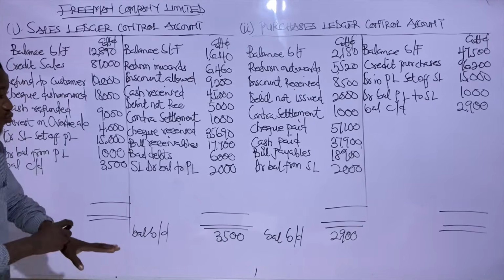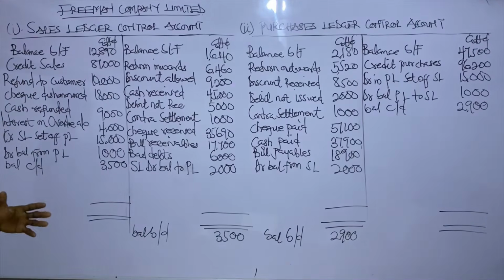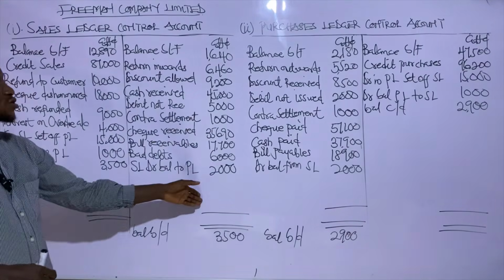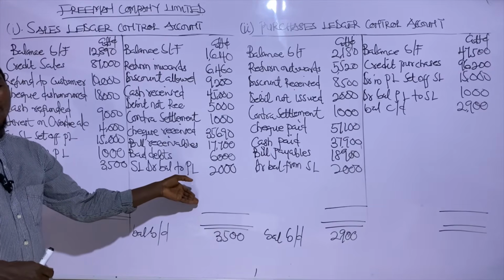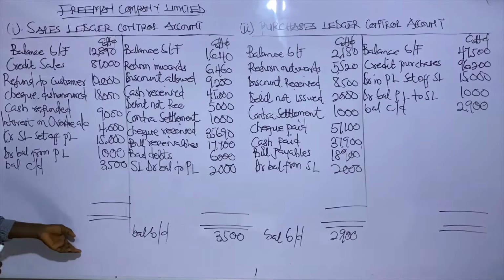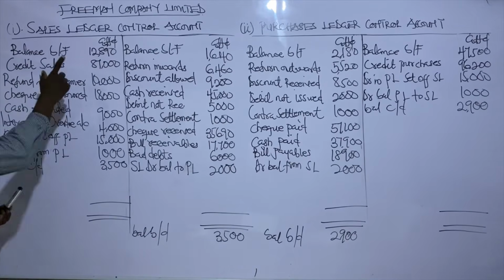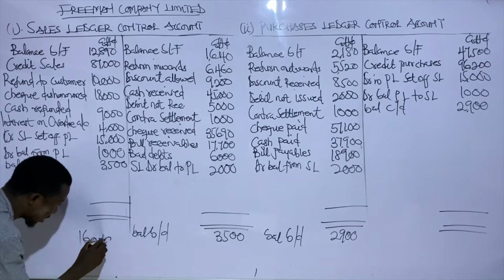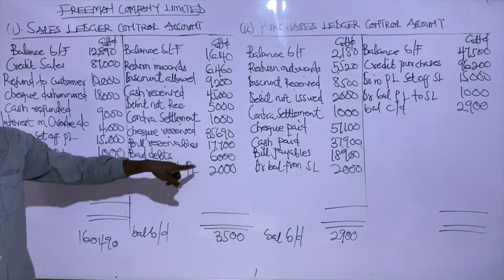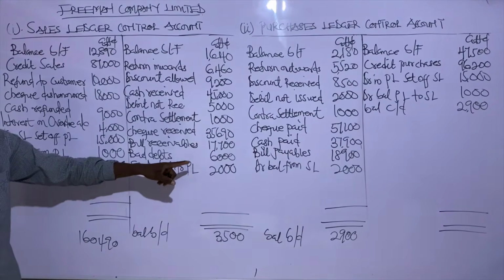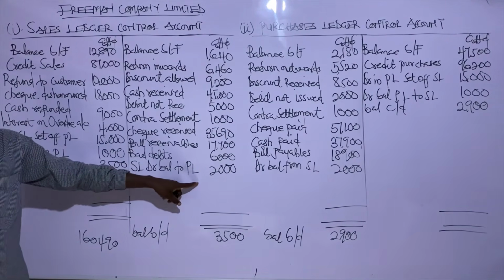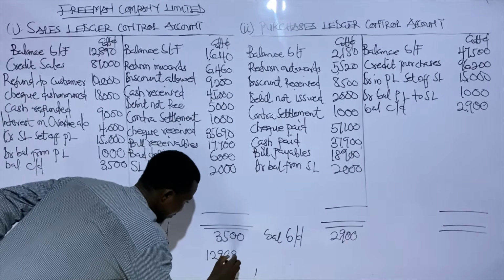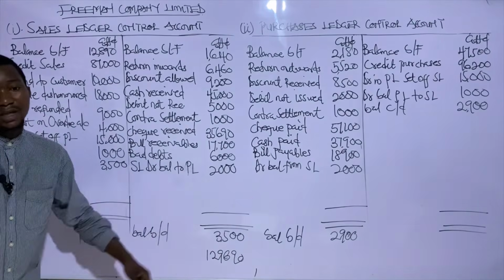What we have to do is to balance off this account. In balancing this account, we find the total of the debit side of the sales ledger and compare it with the total of the credit side. When we add all this, you get 160,490. Then we add the credit side as well, and we arrive at 129,690. Is it clear?